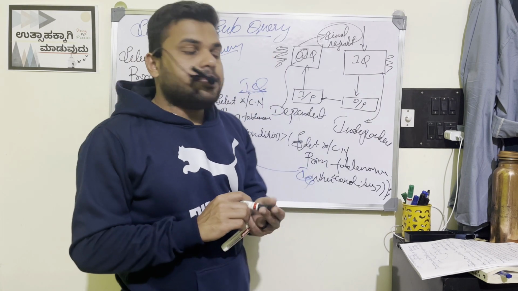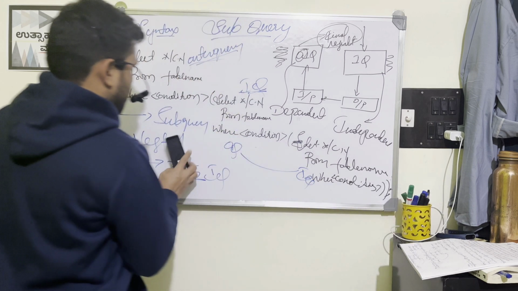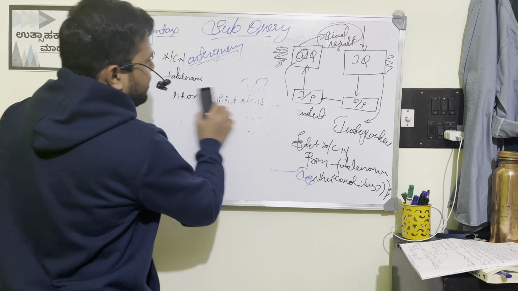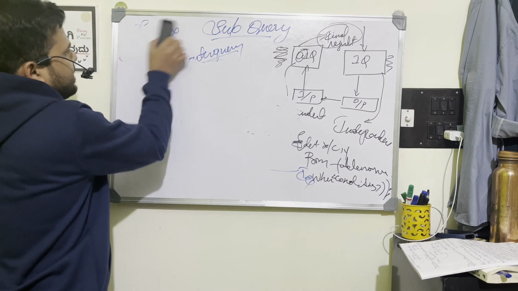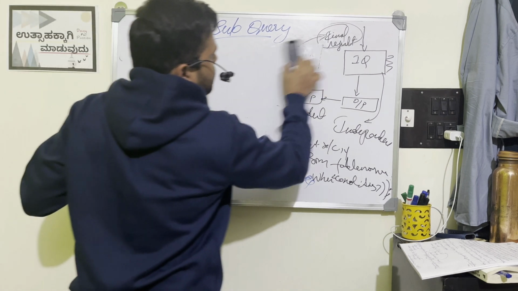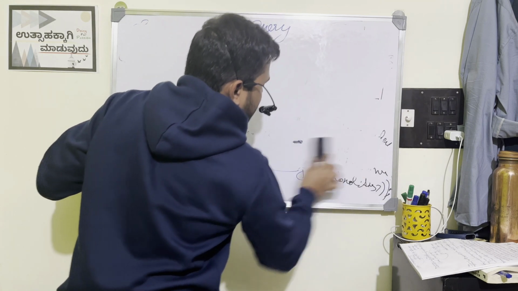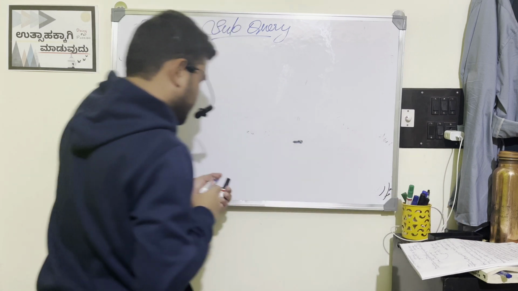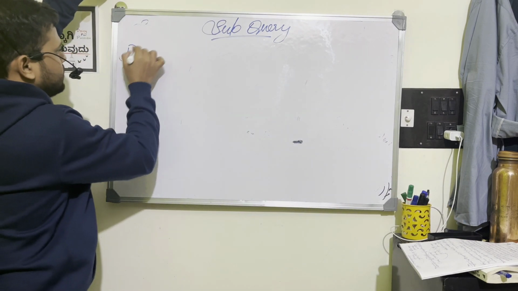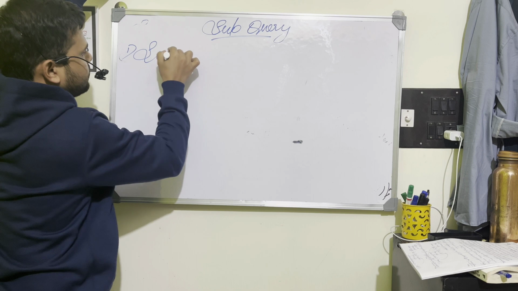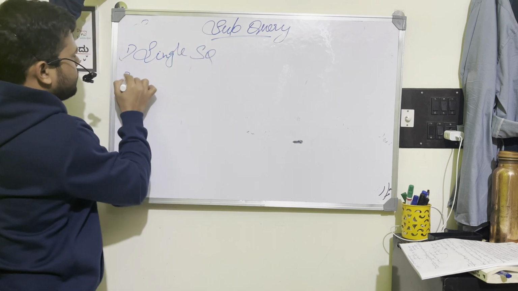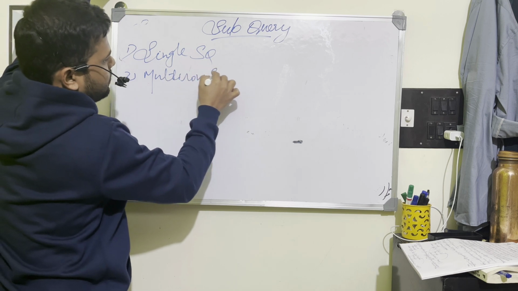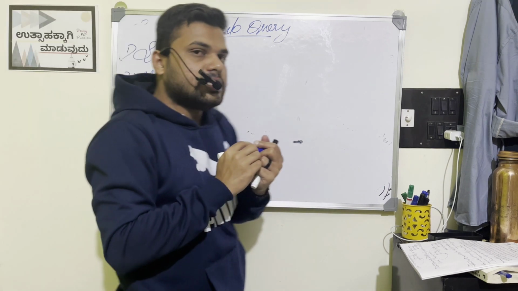Now we will move to types of subquery. Based on the output generated from the inner query, they are classified into two types. First one is single row subquery, second one is multi-row subquery. I will write here: single row subquery, multi-row subquery.